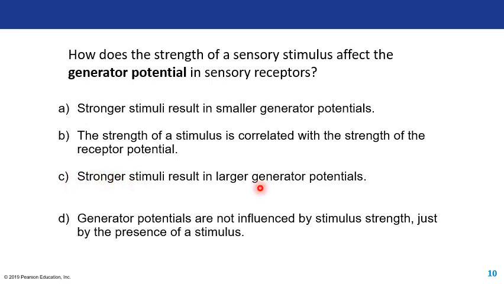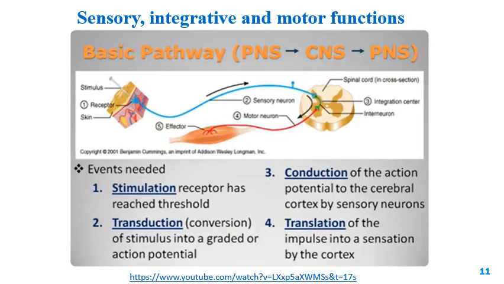The stronger stimuli will give you more generator potentials because those are your graded potentials. Once you gather enough graded potentials to cause an action potential, then the action potential is all the same. Okay? So the other answers should be clear that they are wrong. All right, so let's look more at how this is taking place.